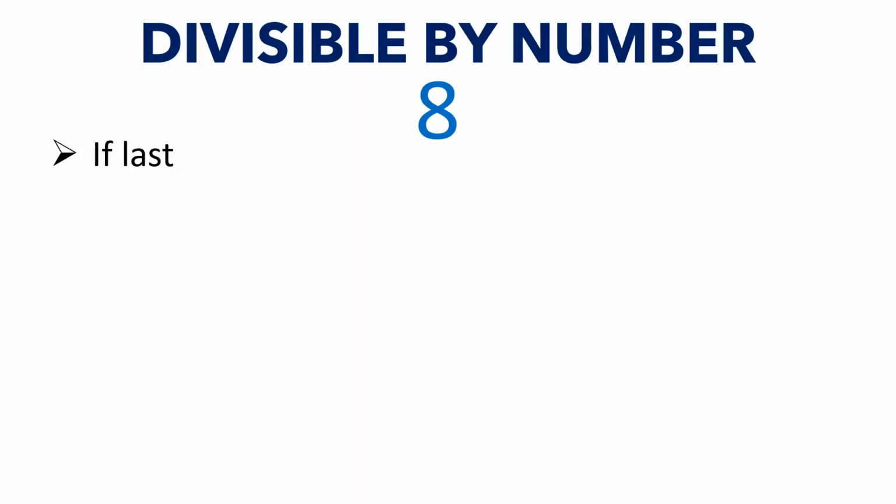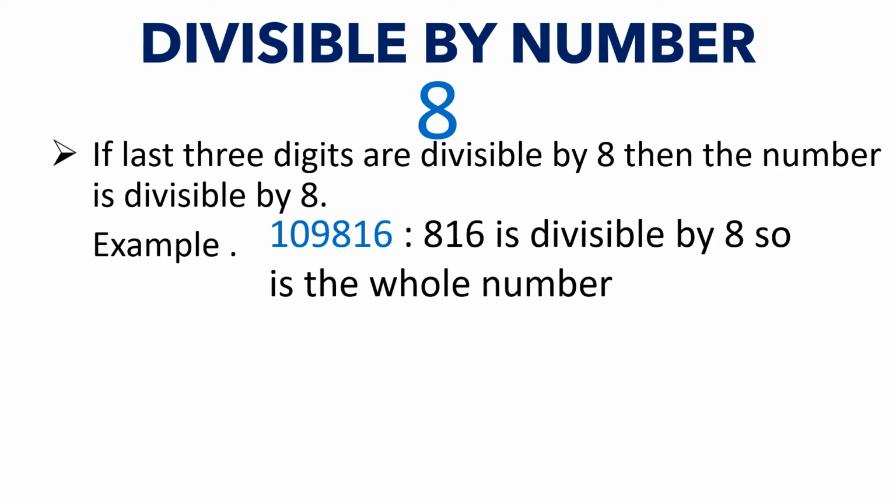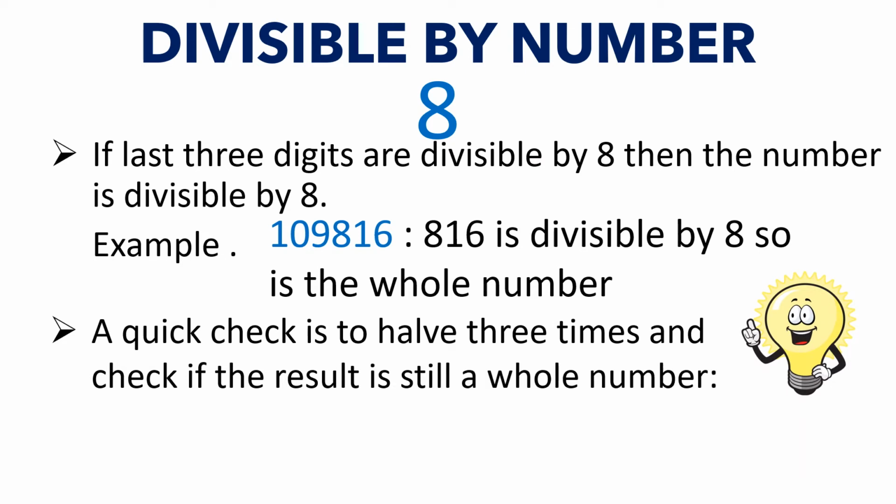Divisibility rule for 8. If the last three digits are divisible by 8, then the number is divisible by 8. Number 109,816. In this, 816 is divisible by 8, so the number is divisible by 8.